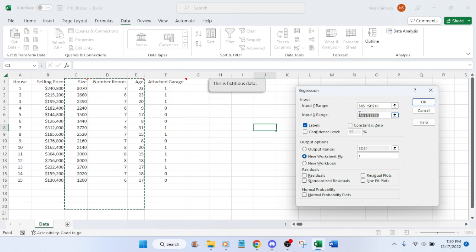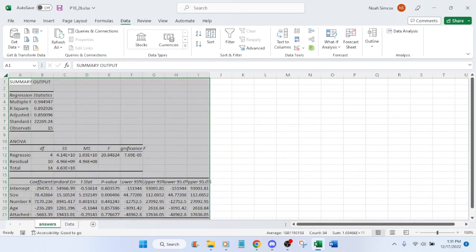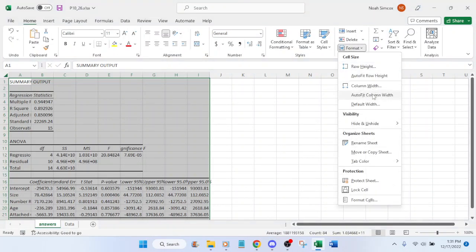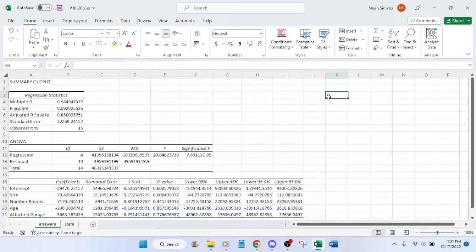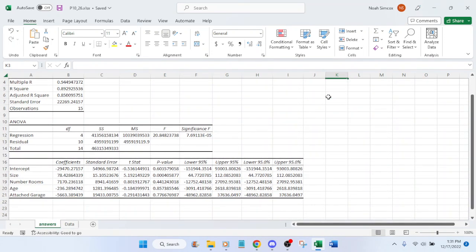So that is going to be these. Therefore, new worksheet. So we are going to have this. That's fine. There we go. And we have obtained a significance.